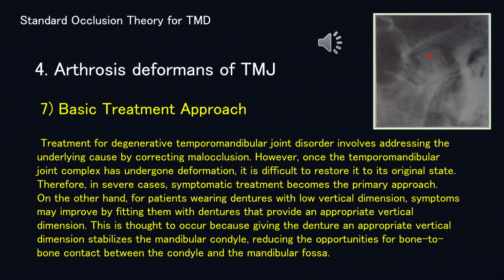On the other hand, for patients wearing dentures with low vertical dimension, symptoms may improve by fitting them with dentures that provide an appropriate vertical dimension. This is thought to occur because giving the denture an appropriate vertical dimension stabilizes the mandibular condyle, reducing the opportunities for bone-to-bone contact between the condyle and the mandibular fossa.